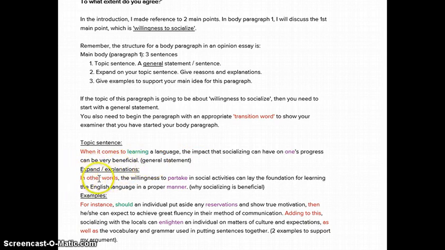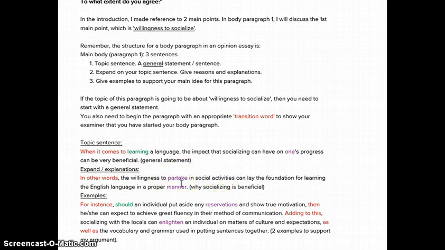In other words, that means I'm repeating my topic sentence, but I'm going to say it in a different way with added explanation. In other words, the willingness to partake in social activities can lay the foundation for learning the English language in a proper manner. What does this mean? In other words, willingness to partake in social activities.